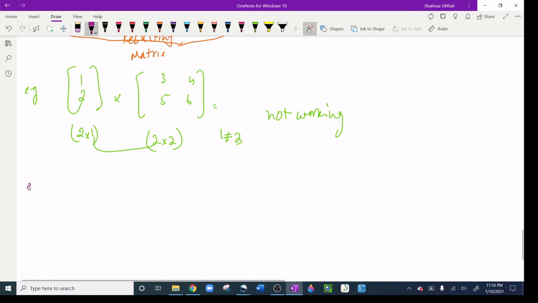Next example. Okay, the question is asking, what are the dimensions of the product? So what are the dimensions, like 2 by 2, 3 by 3, 4 by 4? What is the dimension? What are the dimensions of the product?